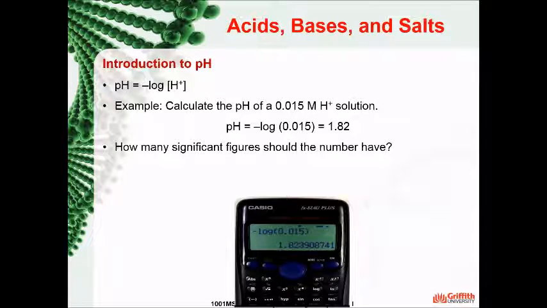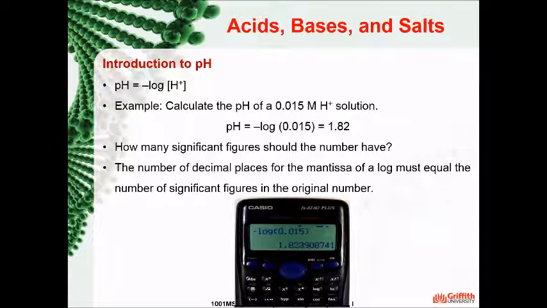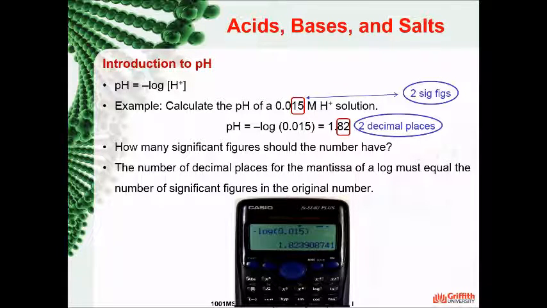Now if you check the answer on the calculator, you see many decimal places. So what is the rule of significant figures in the case of logarithms? As a general rule, we include the same number of decimal places as the number of significant figures that we started with. So the question included 2 significant figures, then we should include 2 decimal places in the answer.